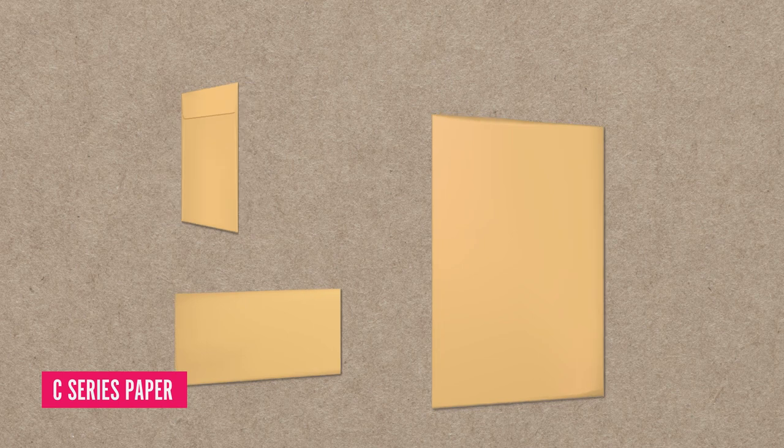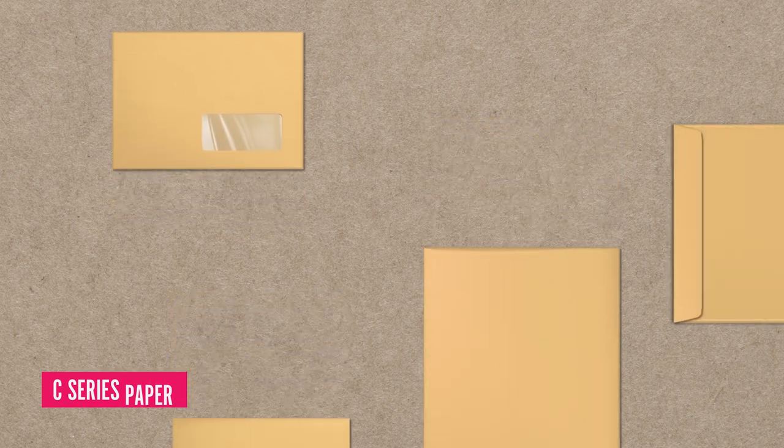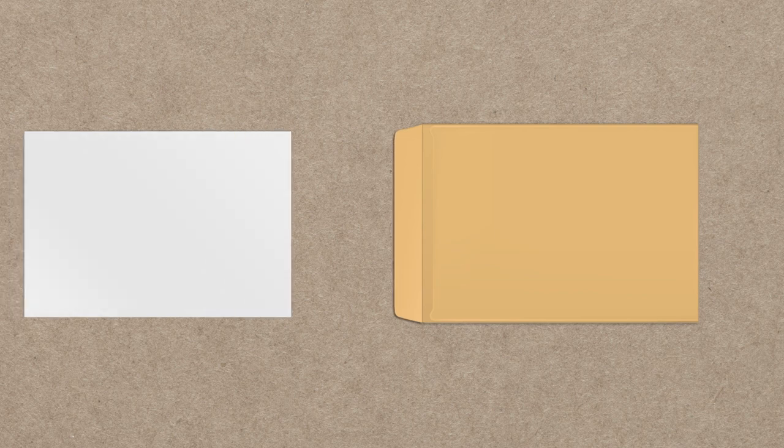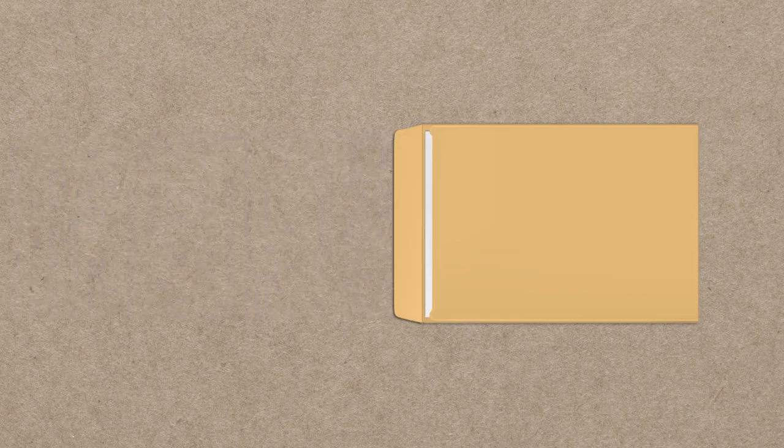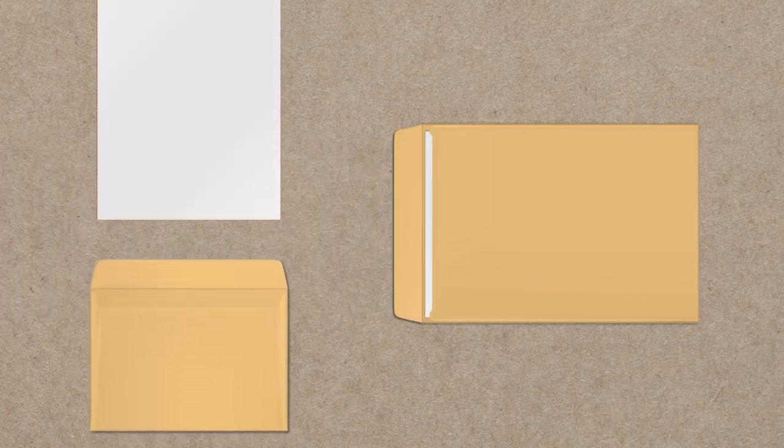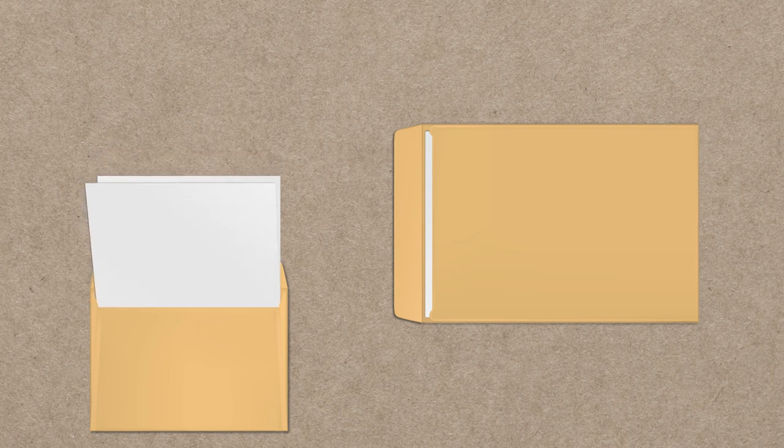The C series is a national standard in several countries, used primarily for envelopes. It uses the same aspect ratio as A series, allowing for A4 paper to fit inside a C4 envelope unfolded, and a C5 envelope folded in half.